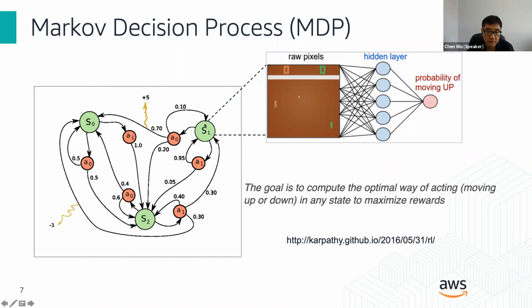So essentially what's depicted here, the green circle is the states. It's essentially a snapshot of the screen, the raw pixels. And then on the states, you can choose several actions. So in this case, there's A0, A1. I guess in this example, maybe A0 means going up, A1 means going down.